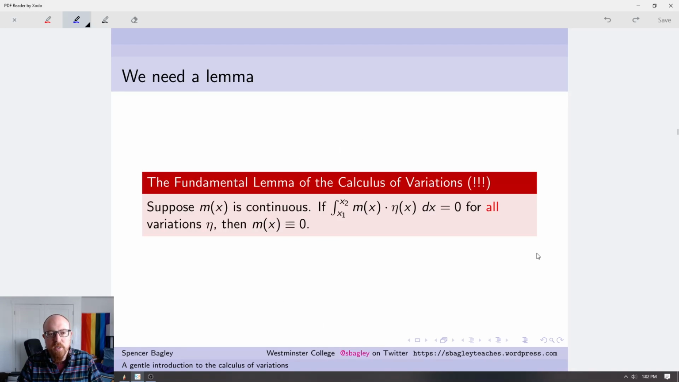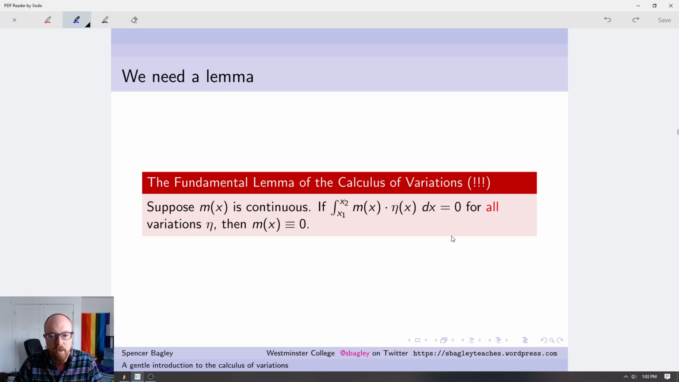What we're going to do with this is we're going to need a lemma, and it's called the fundamental lemma of the calculus of variations. And I love whenever something that's called fundamental comes up. Here's what it says. If you integrate a continuous function against a variation and you get 0, no matter which variation you choose, well then the function has to be identically 0, right? The constant function 0.